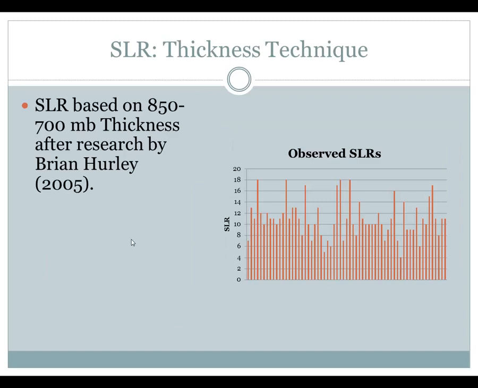Finally, the third technique here is the thickness technique, and to be honest, I wasn't as aware of this technique and the skill that it shows. This is basically some research done by Brian Hurley back in 2005. What I'm going to show you is some of his 850 to 700 millibar thickness to snow liquid ratio data. It was based on 63 snow events in the mid-Atlantic states, and here are those events. You can see that there is quite a weight towards the climatology, which you'd expect, right in that 8 to 10-to-1 snow liquid ratio regime.